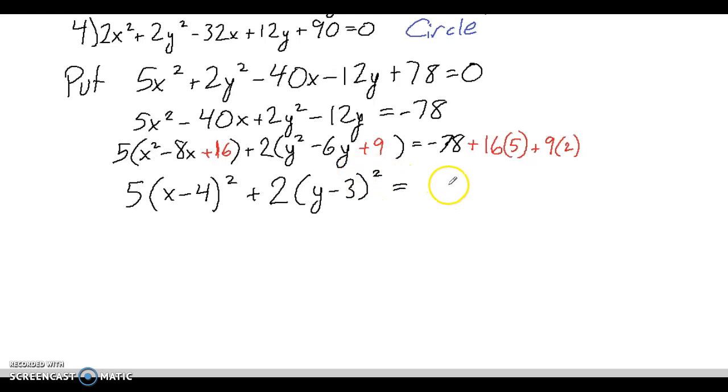And now we need to be careful. 16 times 5, let's get this written out, -78. 16 times 5 is 80. 9 times 2 is 18. So -78 plus 80 plus 18 is equal to 20. Now finally, we do not want this right-hand side to be 20. We want it to be 1. So we're going to divide everything by 20.